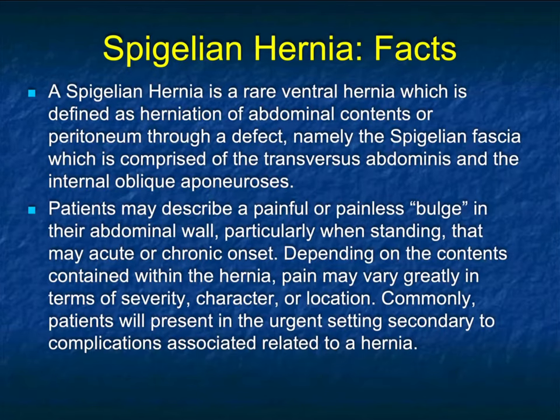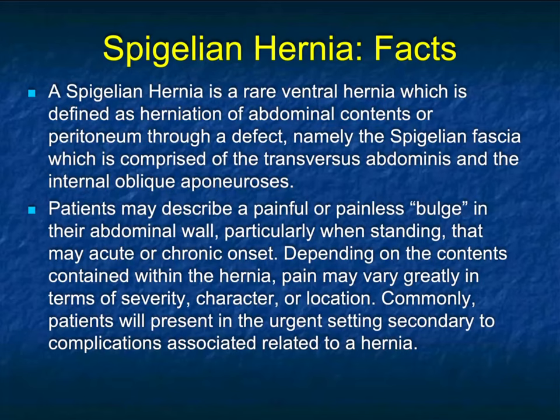And Spigelian hernias are ventral hernias, defined as herniation of abdominal contents or perineum through a defect, namely the Spigelian fascia, which is comprised of the transversus abdominis and the internal oblique aponeurosis. Patients may describe a painful or painless bulge. Remember, that's what I showed you on the cinematic rendering. Particularly when standing, it may be acute or chronic in onset. Depending on the contents within the hernia, pain may vary greatly in terms of severity, character, or location.